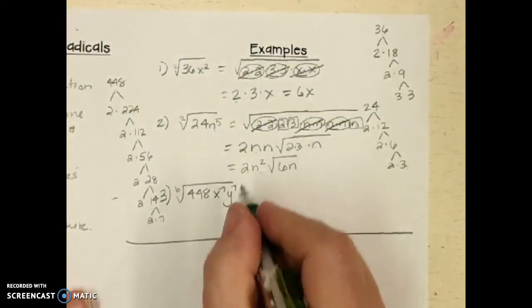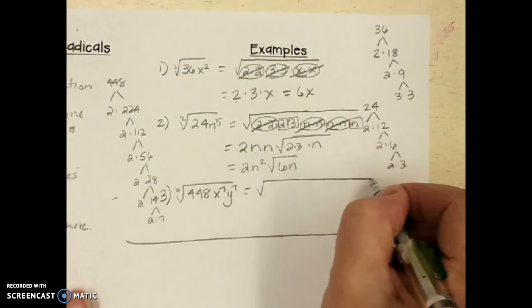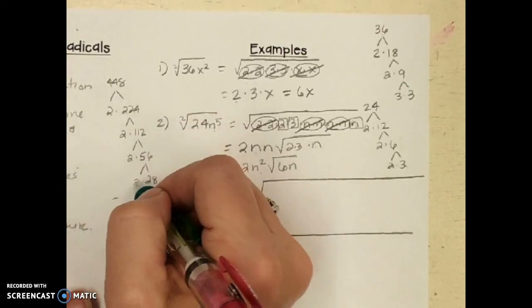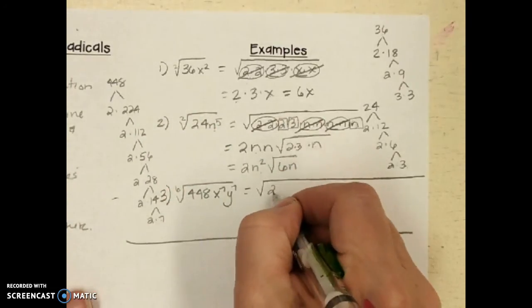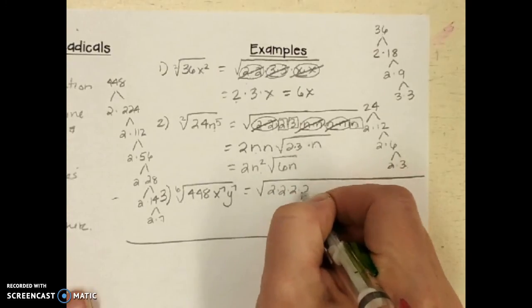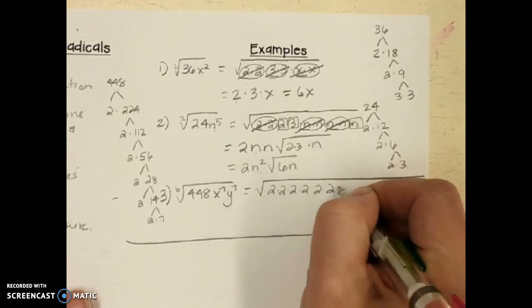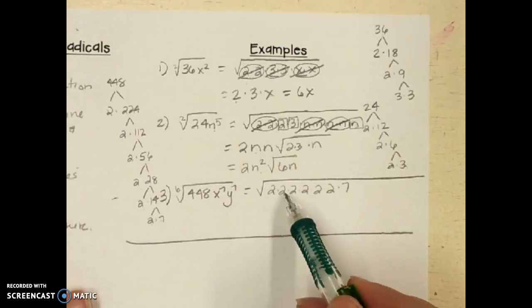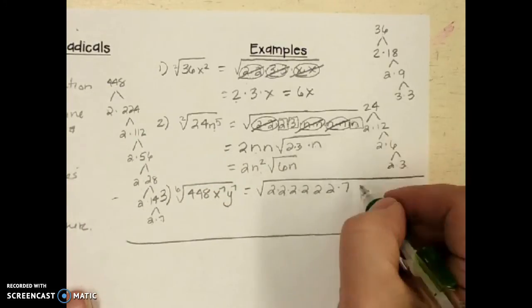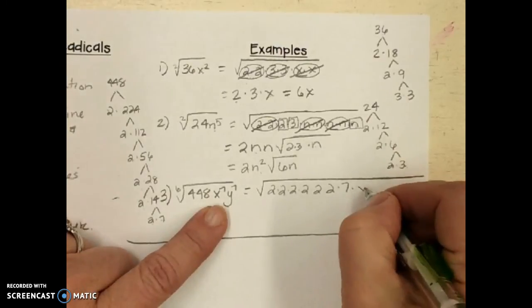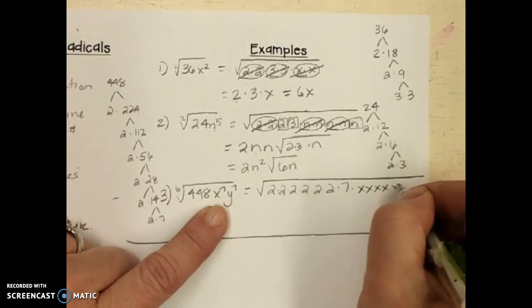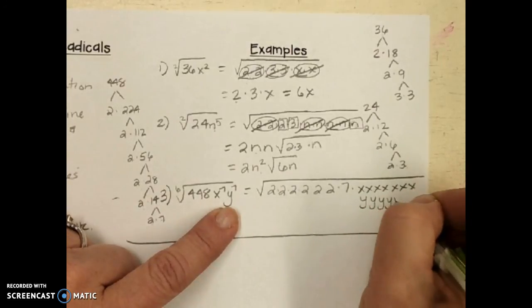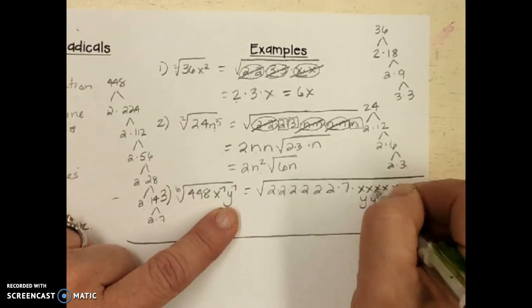So I'm going to rewrite this. So I've got 1, 2, 3, 4, 5, 6 2's, and a 7. I've got 7 x's and 7 y's.